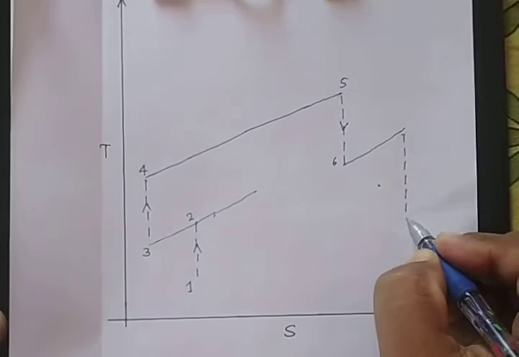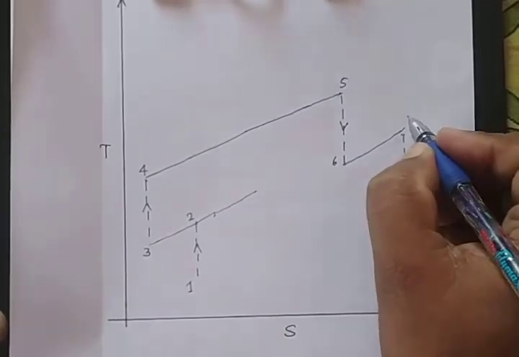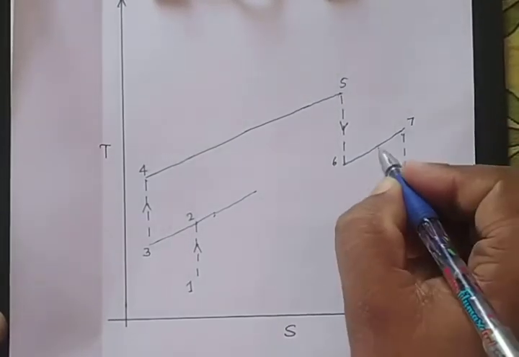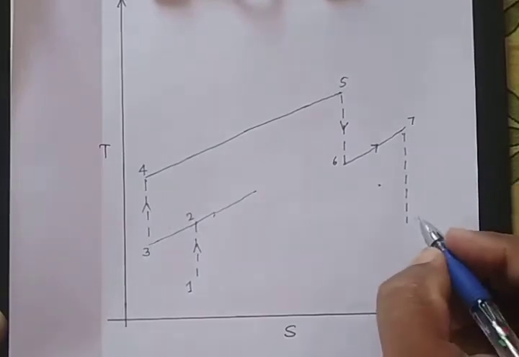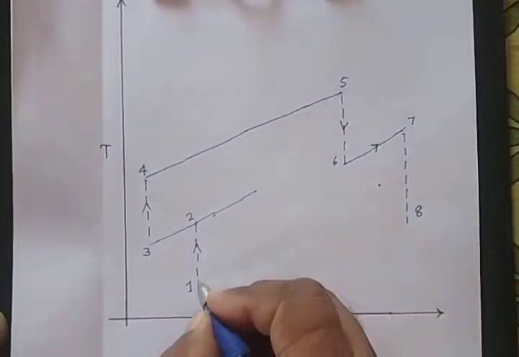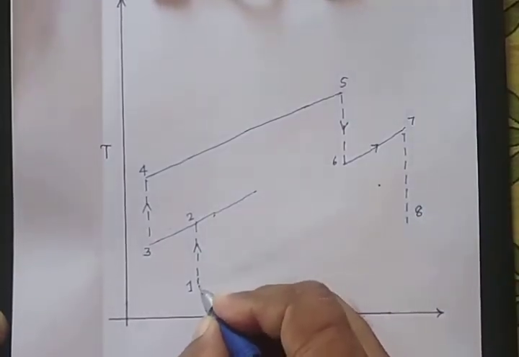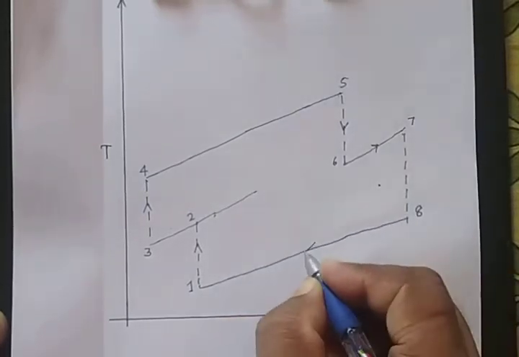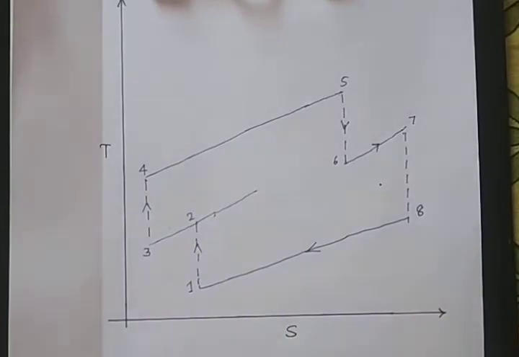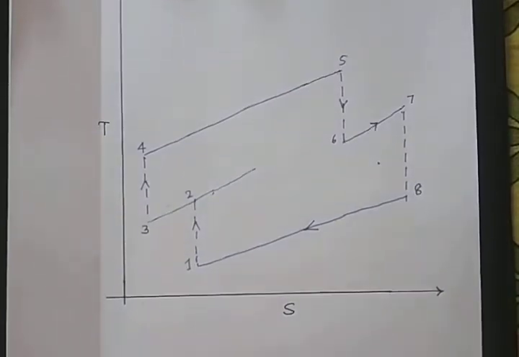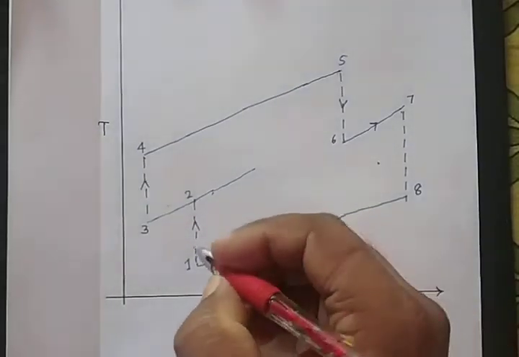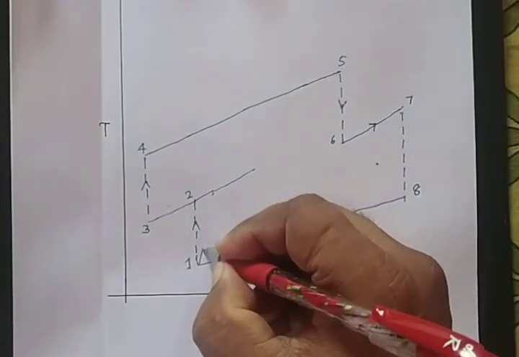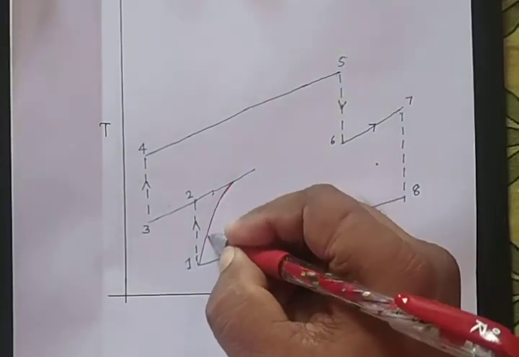And then from 6 to 7 heat is added, and then from 7 to 8 expansion takes place, and then join the line from 8 to 1. So this is the ideal TS diagram. Now I will draw the actual TS diagram, the work of compression 1 to 2 dash.